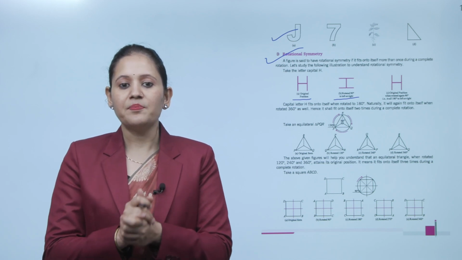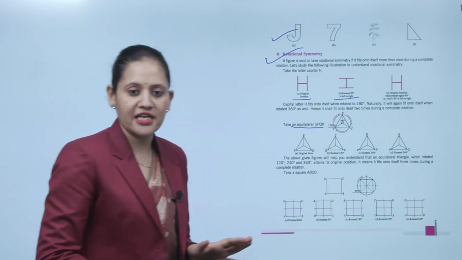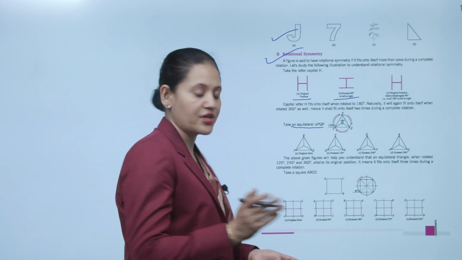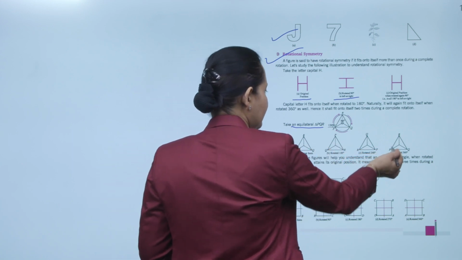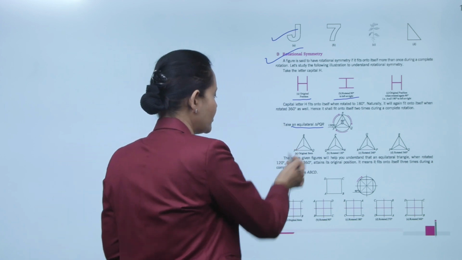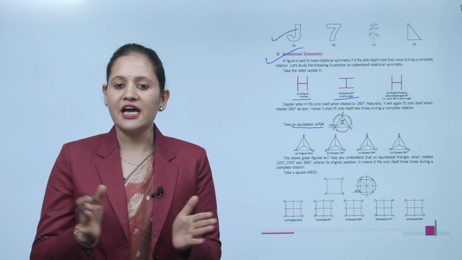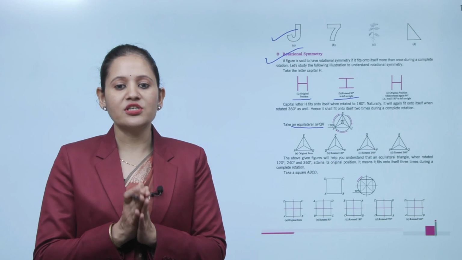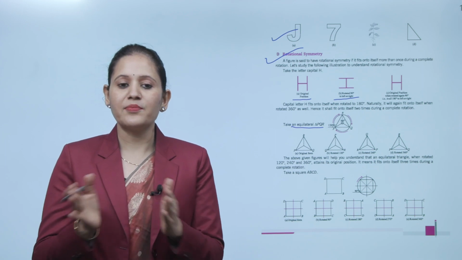Take equilateral PQR triangle. So this is the equilateral triangle. All 3 sides are equal. So this is the original position. Now we'll rotate 120 degree. Then 240 degree and 360 degree. So it will look exactly same as its original position. The above given figure will help you to understand that an equilateral triangle when rotate 120 degree, 240 degree and 360 degree attain the original position. It means it fits onto itself 3 times during a complete rotation.